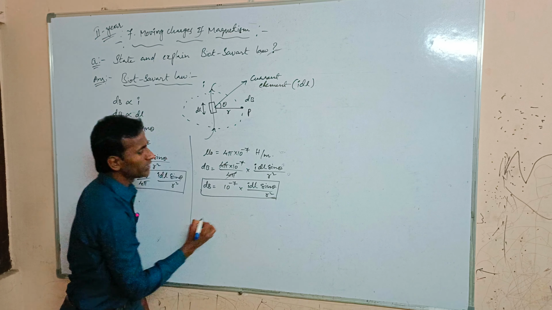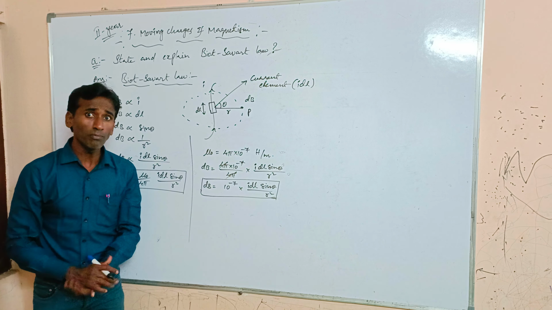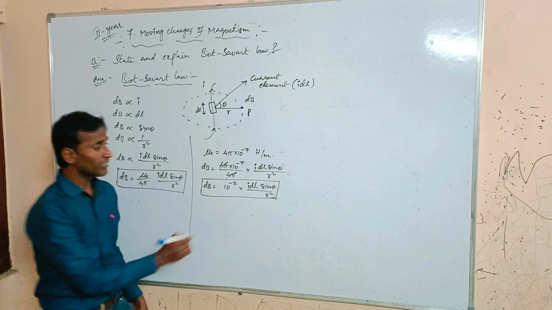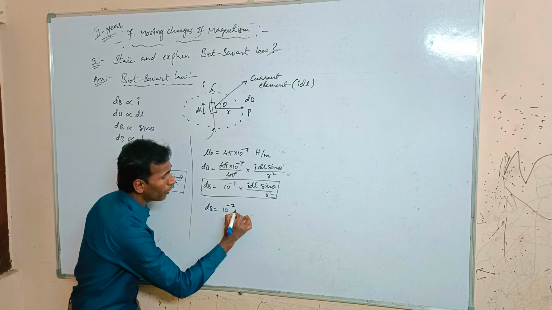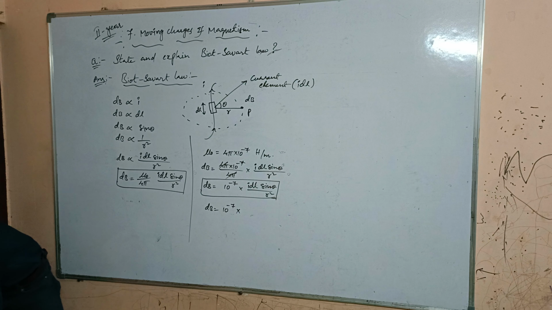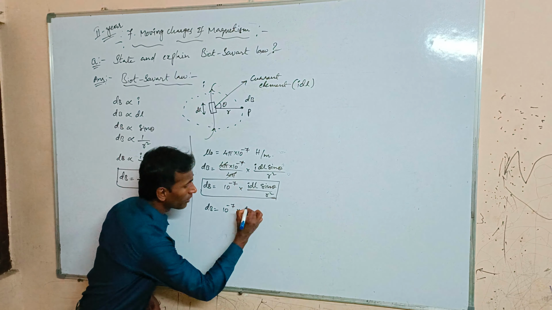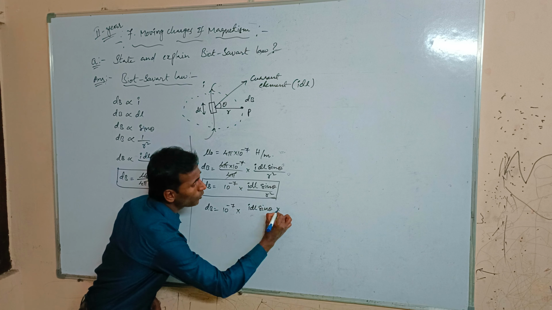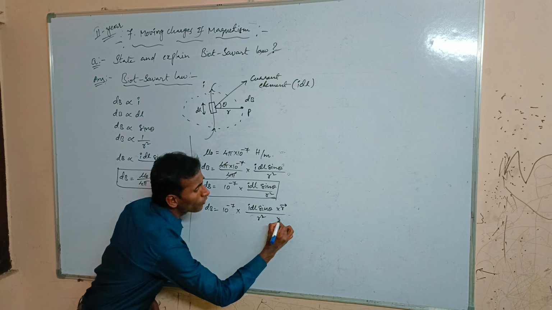Suppose you want to write this equation in vector form. Then we have to multiply and divide by r cap. Then again dB equals 10 to the power minus 7 into I dl sine theta into vector r by r square into vector r.